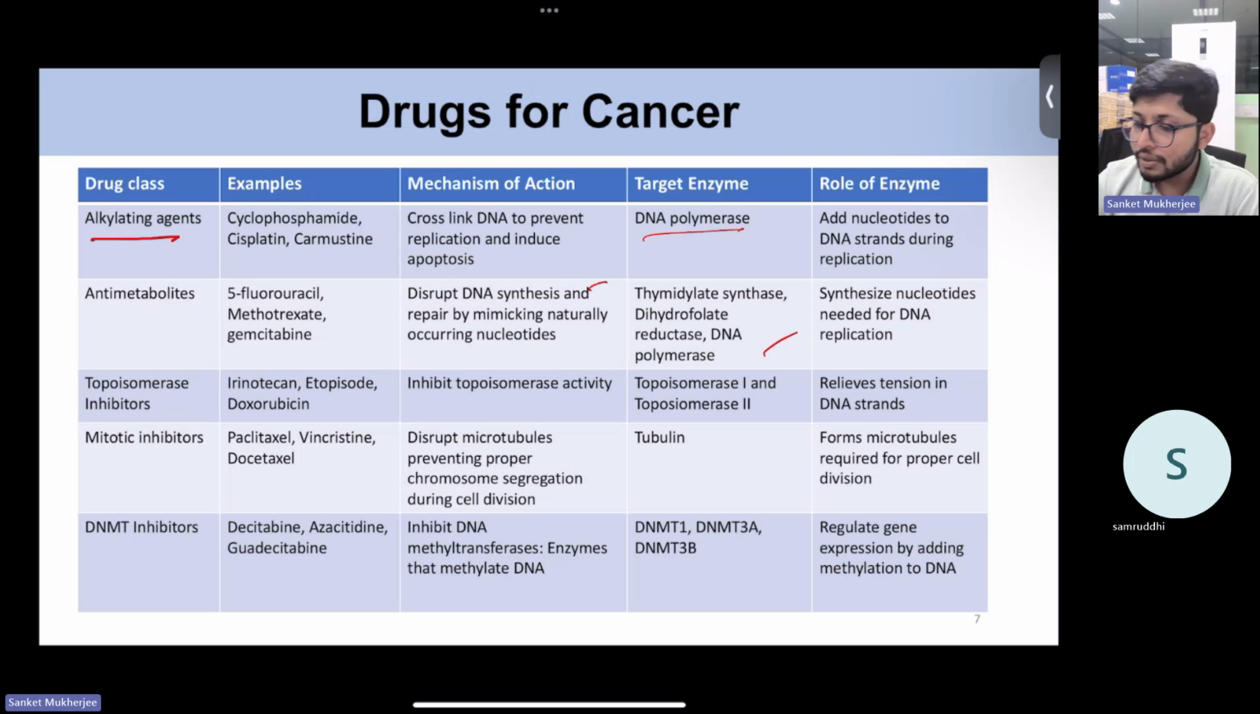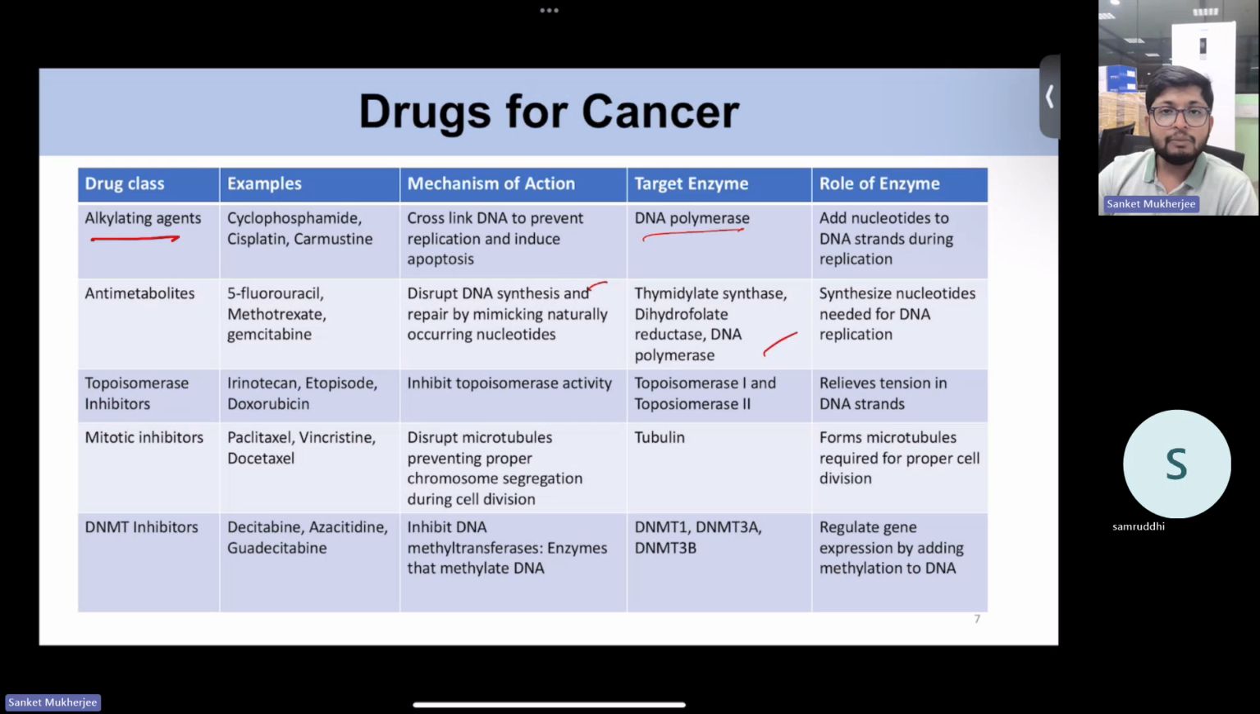Similarly, there are mitotic inhibitors like paclitaxel, vincristine, and docetaxel. They disrupt the microtubules that prevent proper chromosome segregation during cell division. And the target enzyme here is tubulin, and it forms microtubules required for proper cell division.